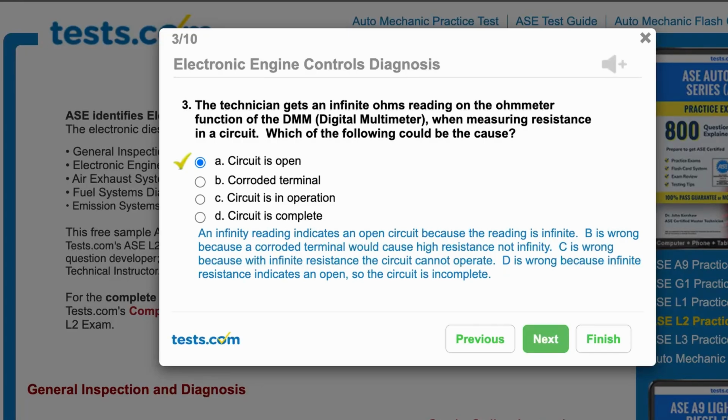A. Circuit is open. An infinity reading indicates an open circuit because the reading is infinite. B is wrong because a corroded terminal would cause high resistance, not infinity. C is wrong because with infinite resistance, the circuit cannot operate. D is wrong because infinite resistance indicates an open, so the circuit is incomplete.